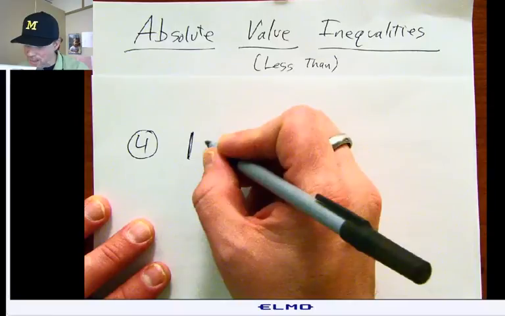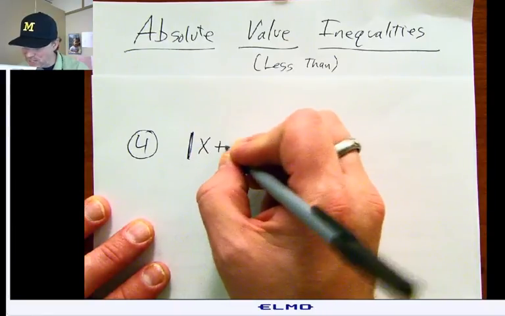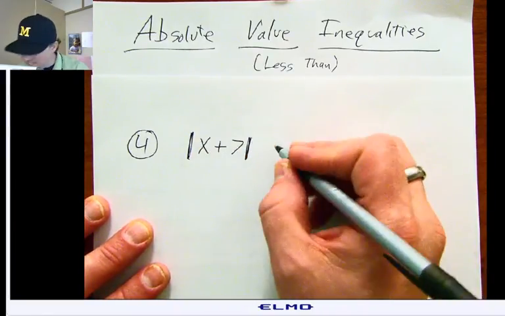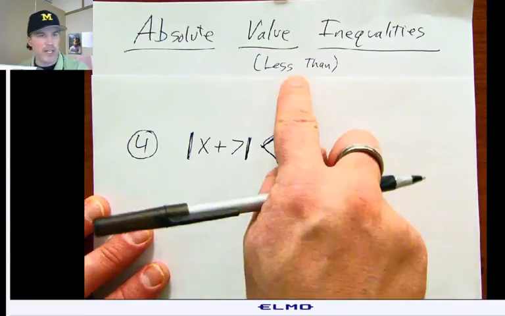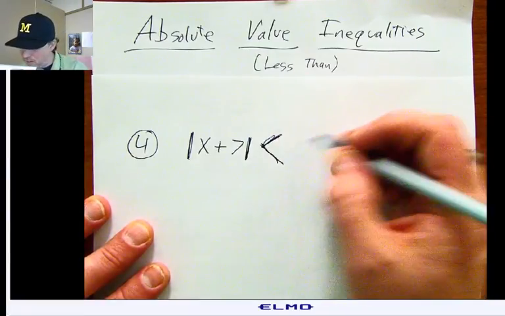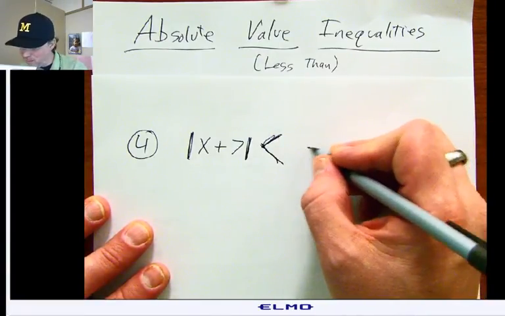Let's say I had absolute value x plus 7 is less than, because these are all less than in absolute value inequalities, less than -8.